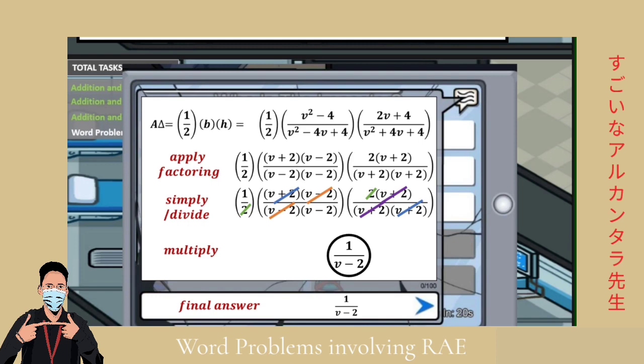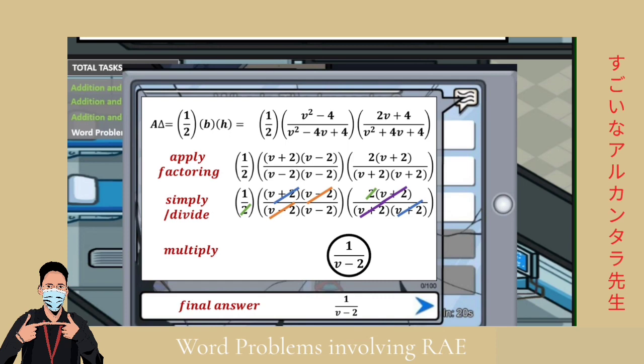And again, if you can do factoring, do factoring. V squared minus 4 is an example of a difference of two squares. So the factors are as follows: the quantity v plus 2 and the quantity v minus 2. That's correct. Then for the denominator, v squared minus 4v plus 4, that's an example of a what? That's an example of a perfect square trinomial. So the factors will be the quantity v minus 2 times the quantity v minus 2.